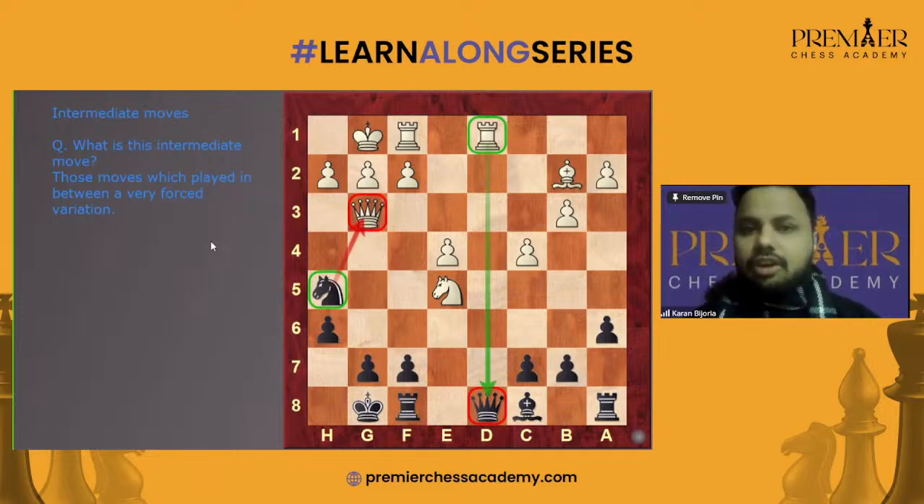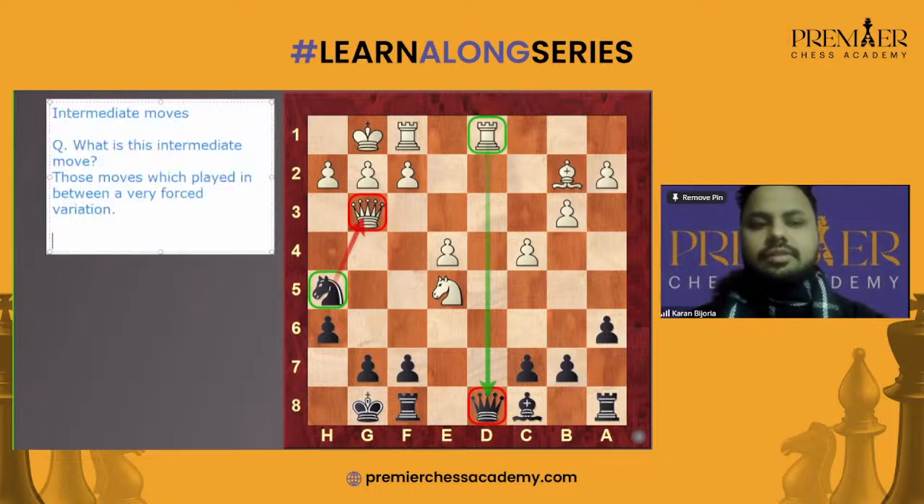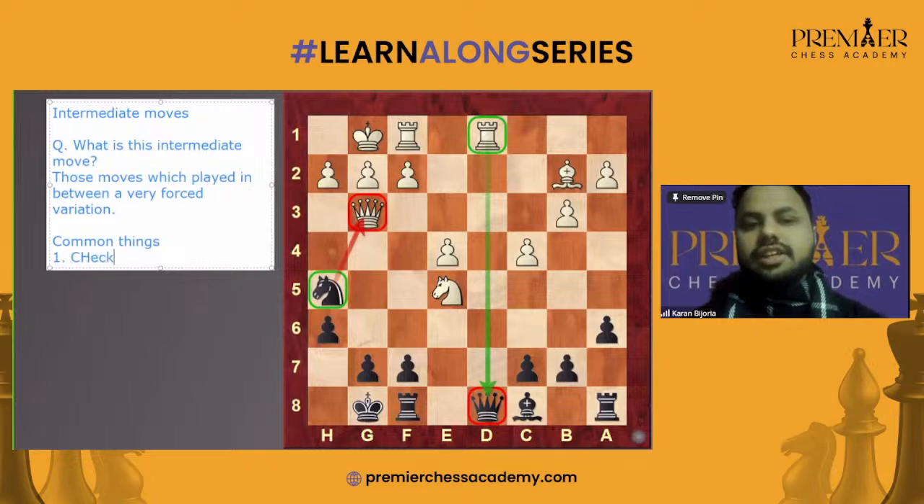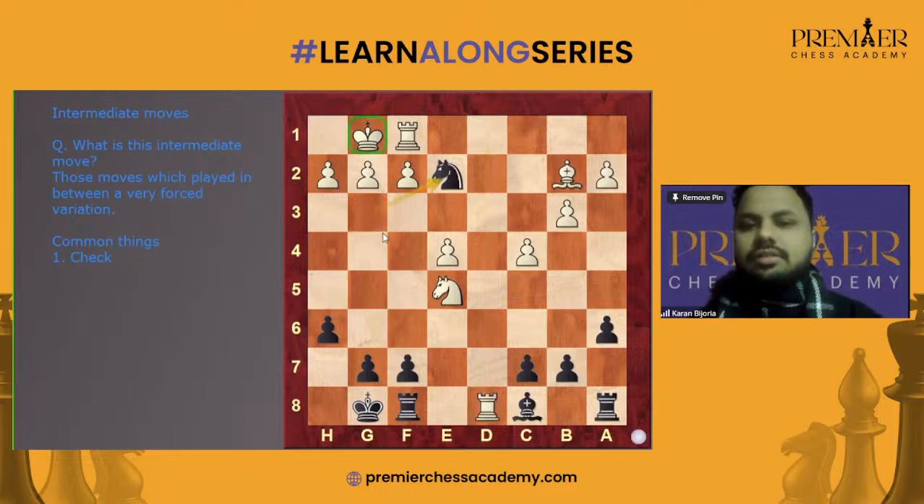Now, some theoretical things. You must be thinking, sir, there is something common in all of these positions. What is it? The common thing in all of these positions is, first of all, check. Check is very common, sir. If you're giving me a check, then I have to play something else. Just like in this position, black gave a check.